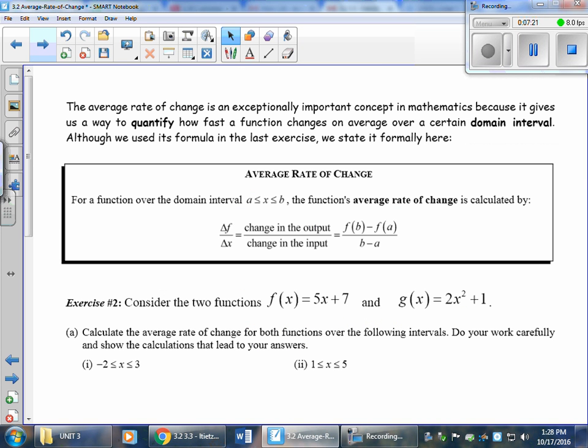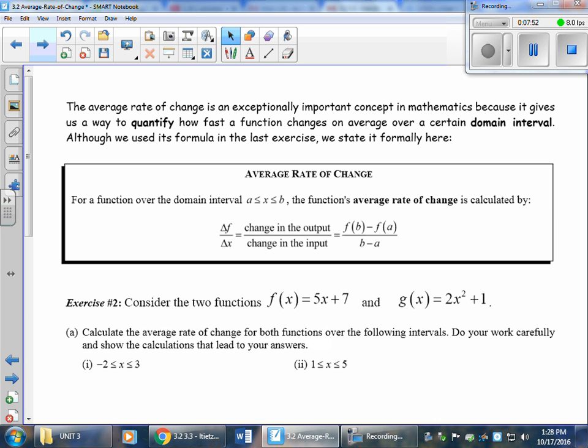Please make sure you're pausing and you are writing things down as we go. The average rate of change is an exceptionally important concept in mathematics because it gives us a way to quantify how fast a function changes on average over a certain domain interval. Although we used its formula in the last exercises, we state it formally here. So this is something that should really definitely be put in your notes.